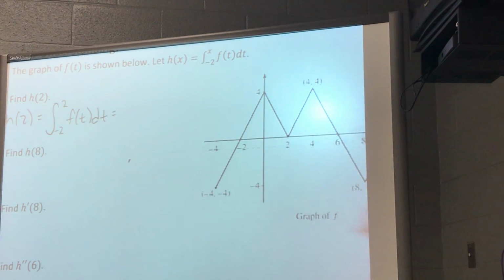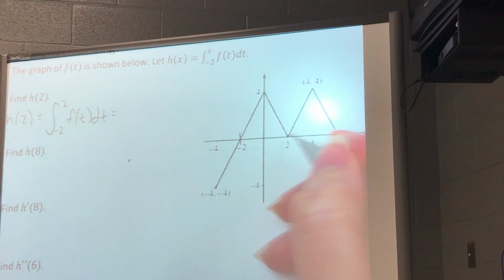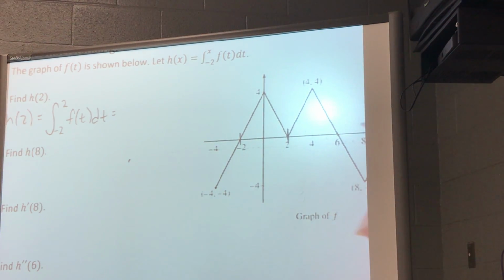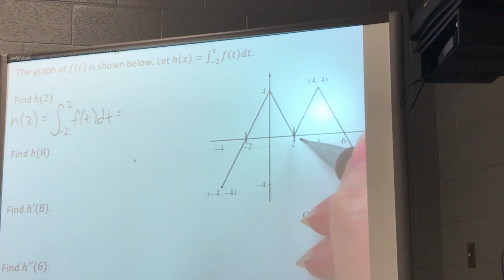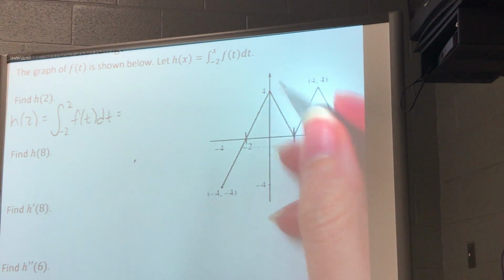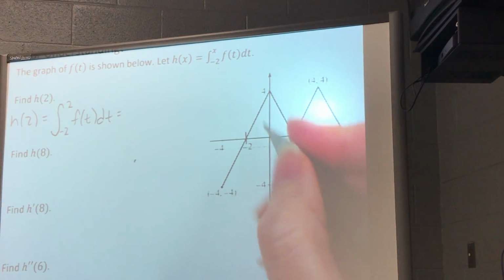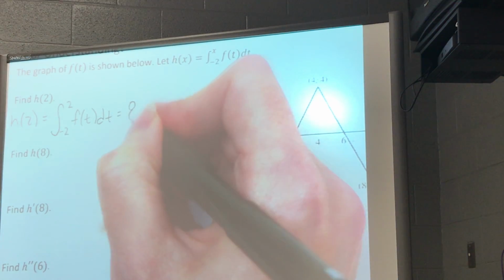Where did you get -2? Right here. Alright, so we're going to start at -2, we're going to end at +2, and this is just telling us to add the areas between -2 and 2. So this is a triangle. The base looks like it's 4, the height looks like it's 4, so what's the area of that triangle? 8. So all that is 8.